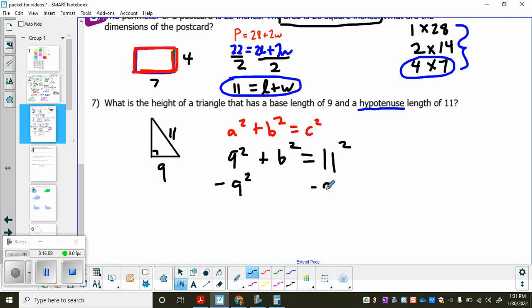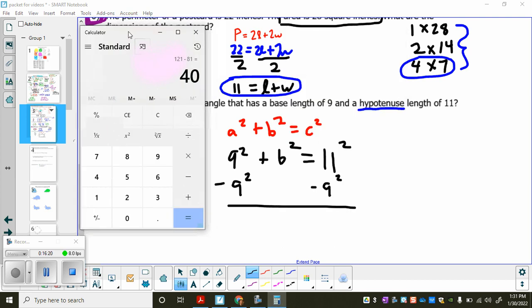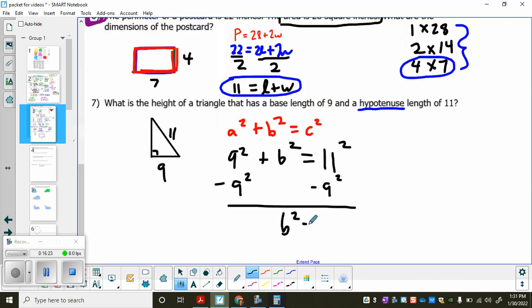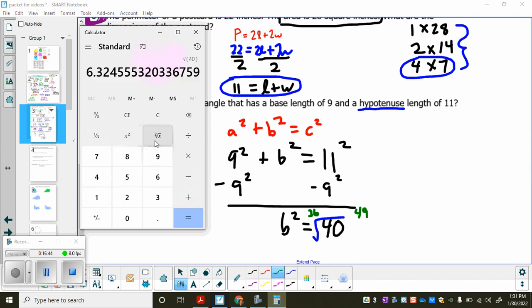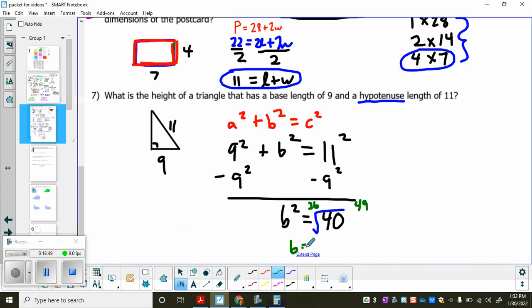So we're about to do 121 minus 81. And that gives us a 40. So b squared is 40. Now 40 is not a perfect square, so we're going to get a decimal here when we take this. You might remember also that 36 is a perfect square close by, and 49 is a perfect square close by. So this is going to be 6 point something when we take the square root. And there it is. It's going to be a 6.3. So b here would be a 6.3.